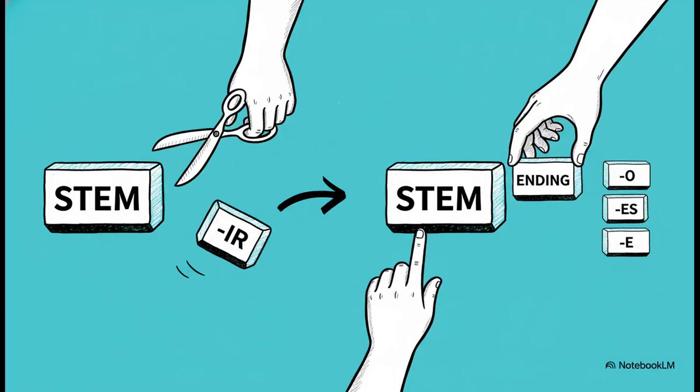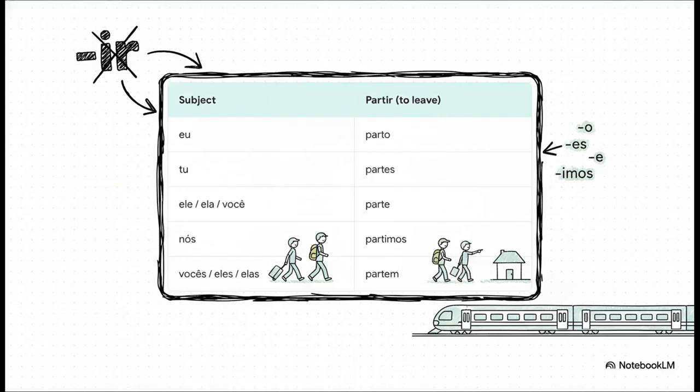And the process? Honestly, it could not be easier. You take the verb, you find that IR at the end, chop it off, and then you just stick on the right ending from that list we just saw. That's all there is to it. Two steps. Done. So let's try it with a real verb, partir, which means to leave.